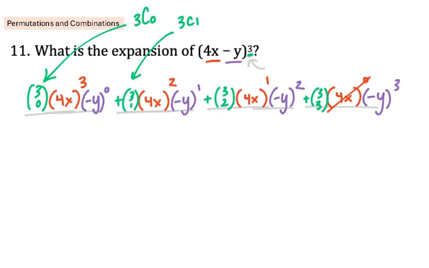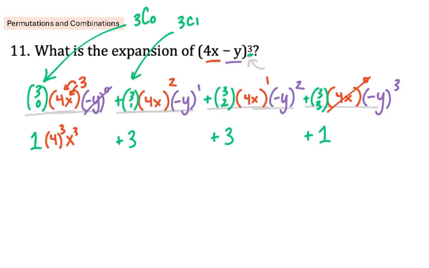Okay, so let's start off by simplifying piece by piece. I'm sorry, 3 choose 0 is 1, 3 choose 1 is 3, 3 choose 2 is also 3, and 3 choose 3 is 1. Okay, let's move on to the x terms. This is going to be 4 cubed, x cubed. This cube applies to both terms. Okay, y to the 0 goes away.